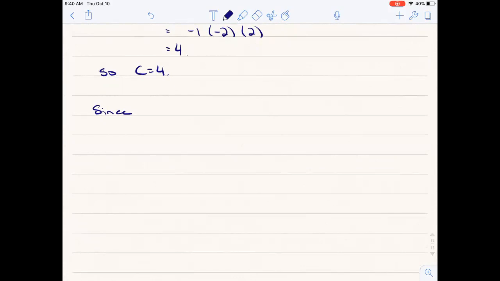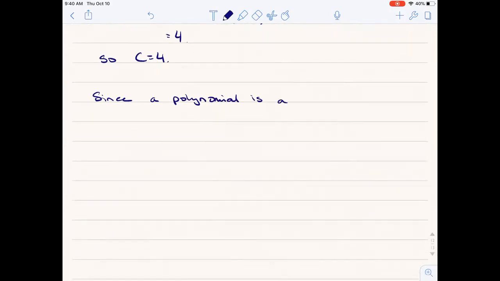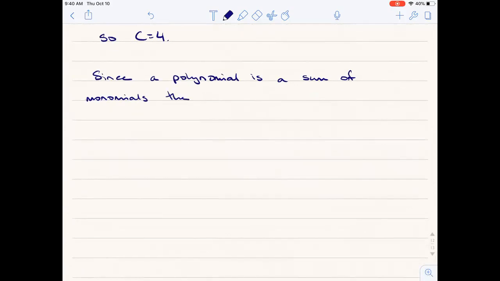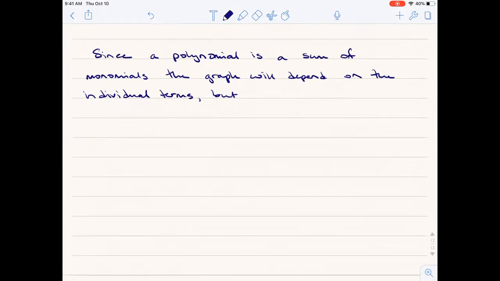So since a polynomial is a sum of monomials, the graph will depend on the individual terms, but the end behavior will always match the leading term.